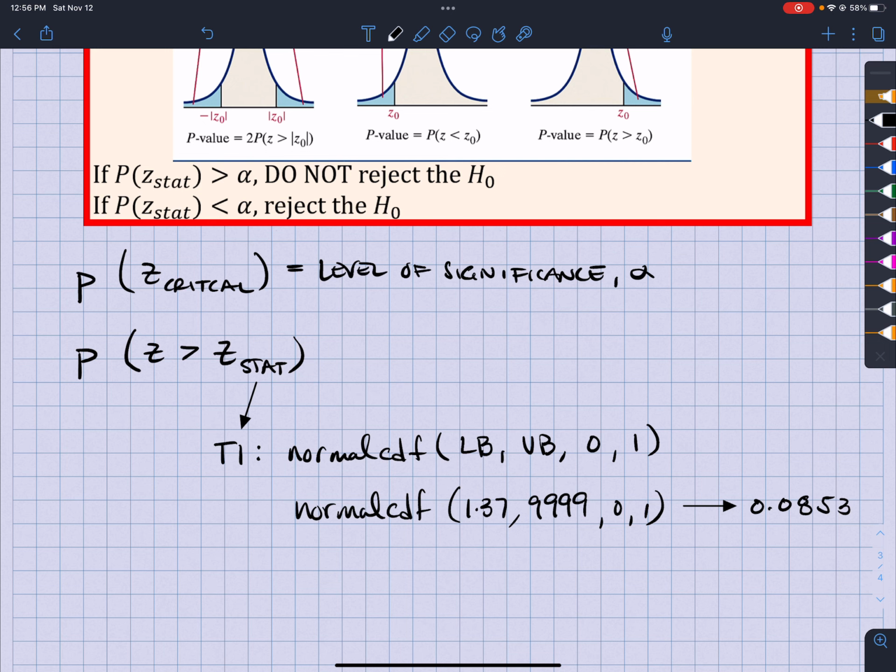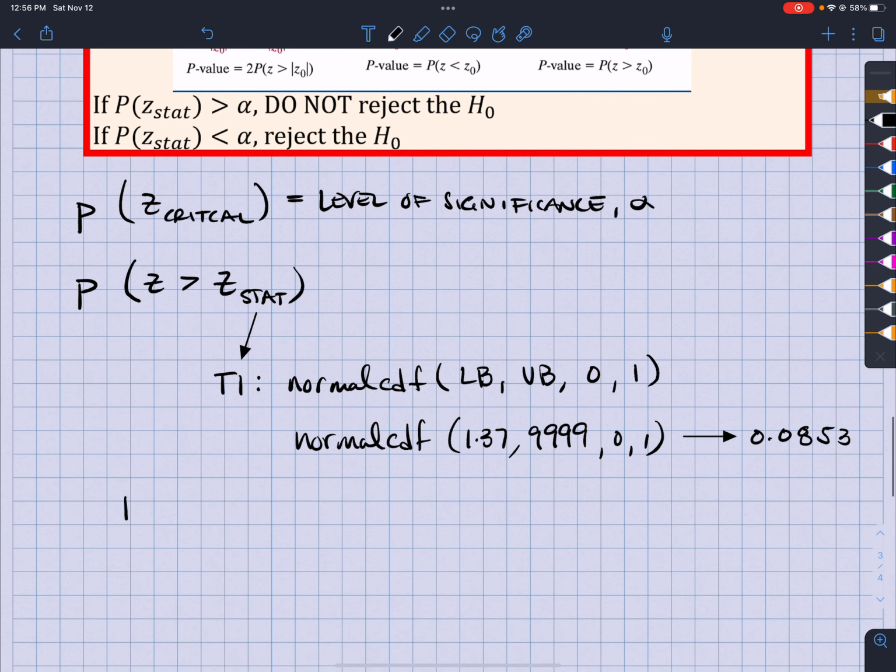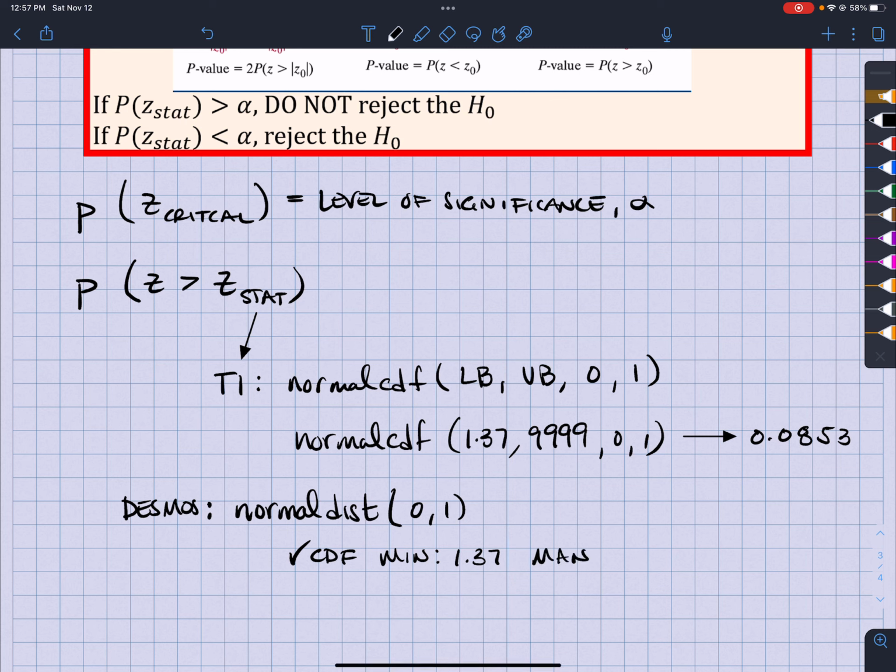Okay. For Desmos, we would have to do the normal distribution of 0, comma 1. Then we'll have to check off the CDF, and the minimum would be the 1.37, and the maximum would be infinity. And you should also get the same thing. Okay?